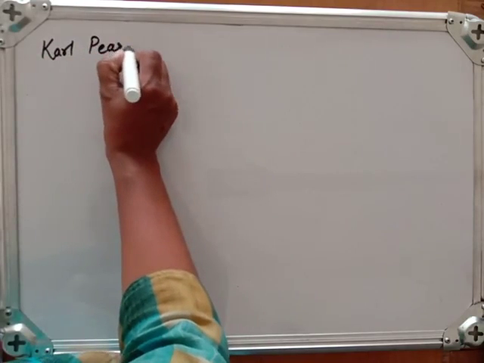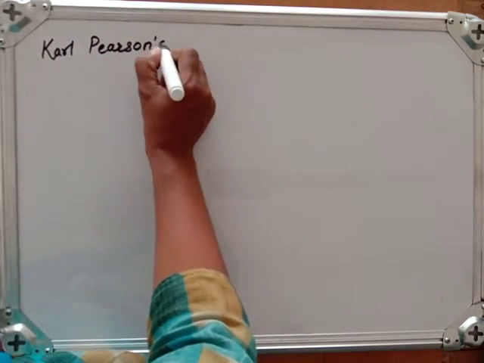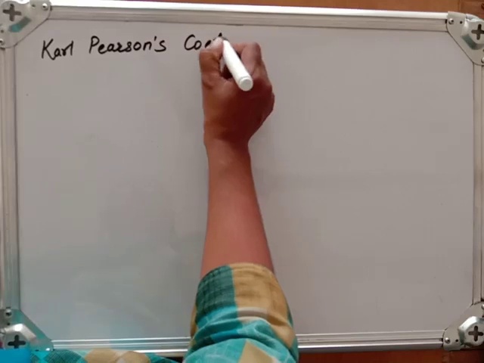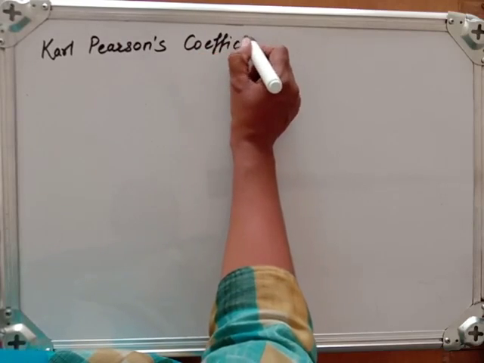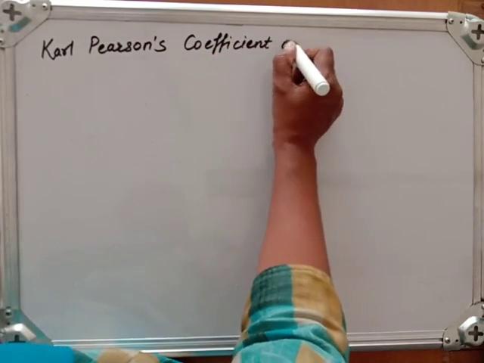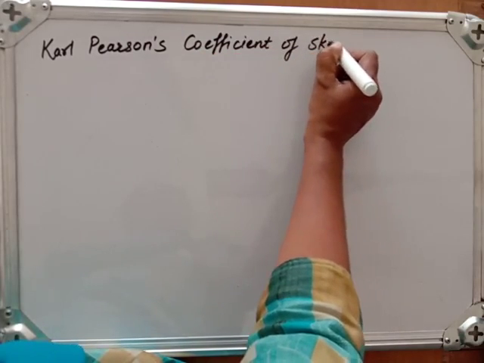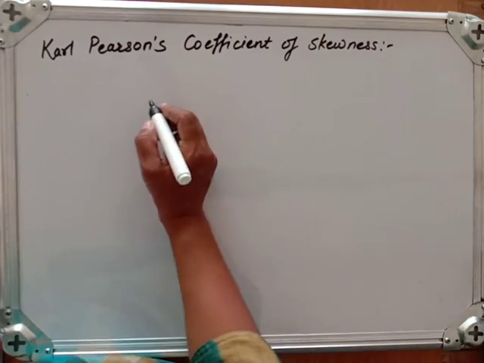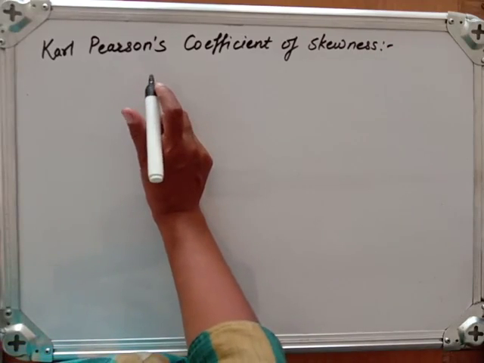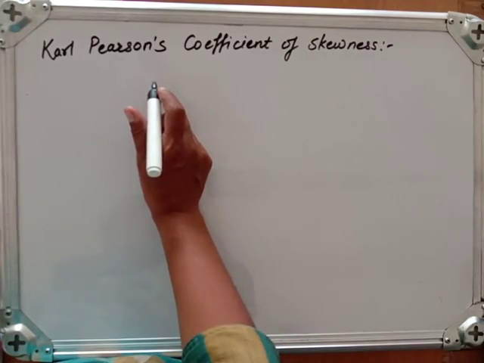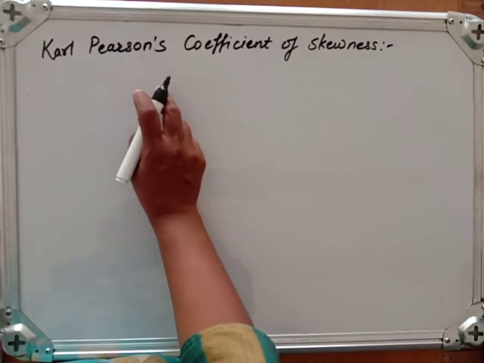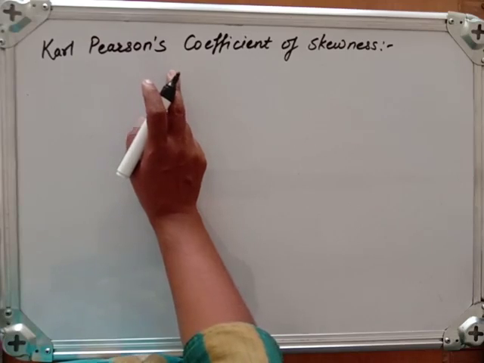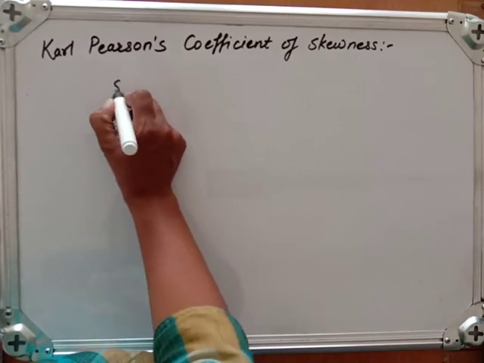Karl-Pearson's coefficient of skewness. We have to measure the skewness, and for that we are learning these coefficients now. This is given by the British biometrician and statistician Karl Pearson. It is also known as the Pearsonian coefficient of skewness.